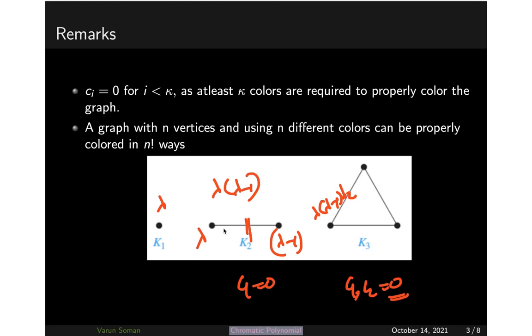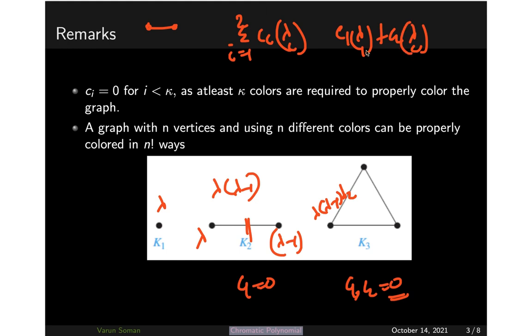If you are using the direct formulaic approach for this graph, how will you write it down? It is basically the sum for i equal to 1 to 2 of Ci lambda Ci. So it is C1 into lambda C1 plus C2 into lambda C2. Lambda C1 is 0, and what is your C2? Two colors are being used. So how many ways? That is lambda into lambda minus 1.